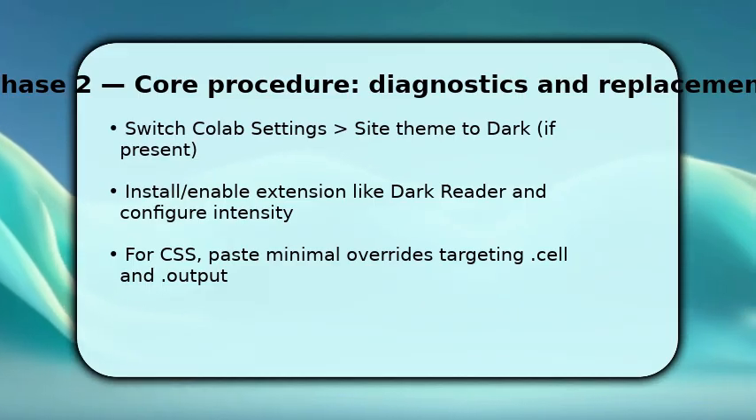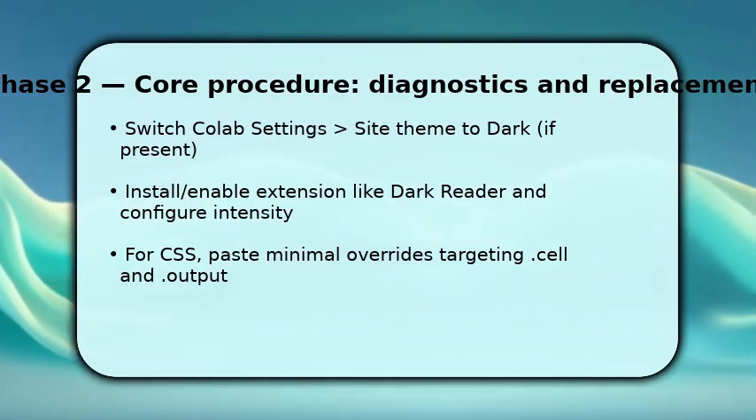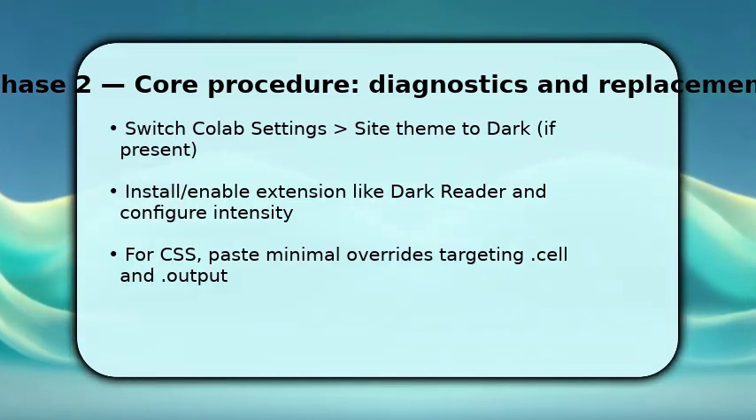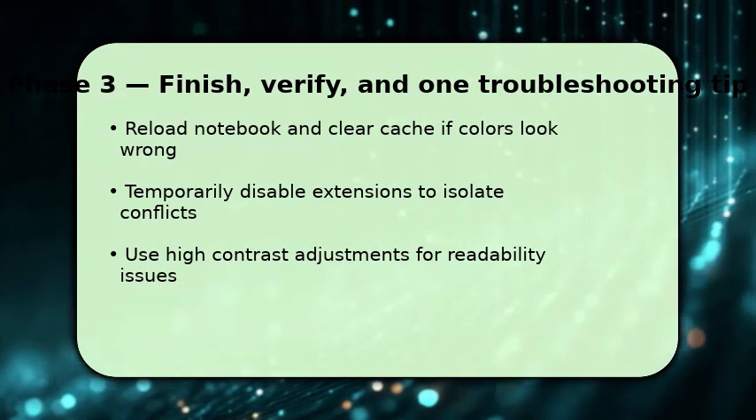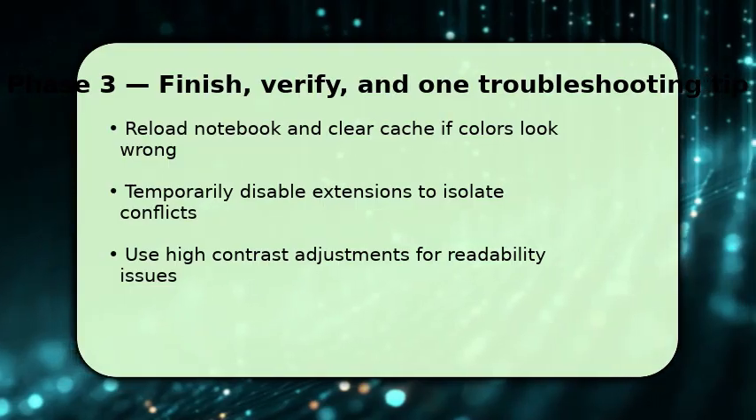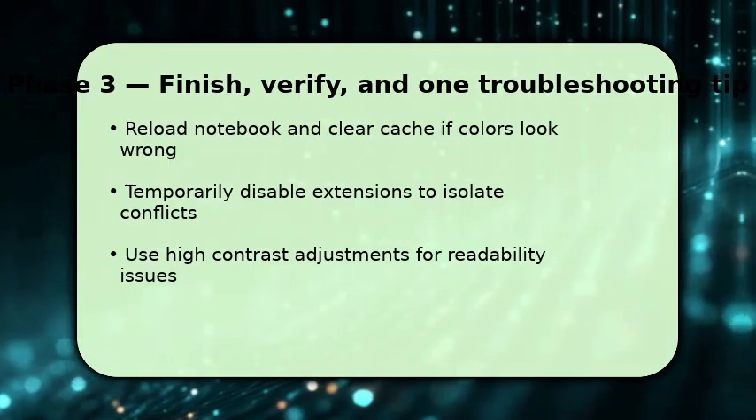Make sure to save the extension profile so your adjustments persist across sessions. Finish by reloading Colab and verifying every element reads clearly. Check code cells, outputs, and plots. If colors look off, clear cache and hard reload to remove stale styles.